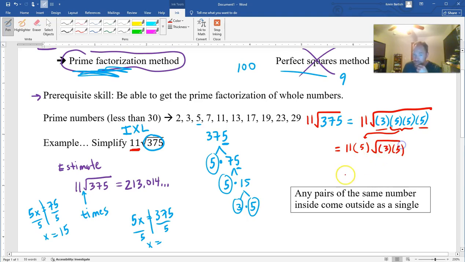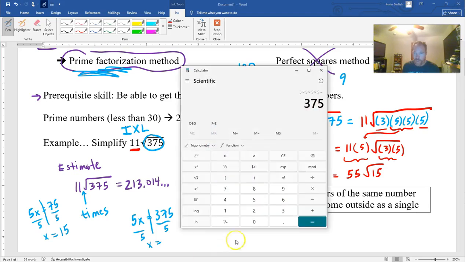And so this time I've got a little bit of multiplying. I can do both outside, 11 times 5, and inside the square root. So let's double check this. 55 times the square root of 15. I'm hoping to get 213.04, but let's see what happens. 55 times 15's square root equals 213.014.